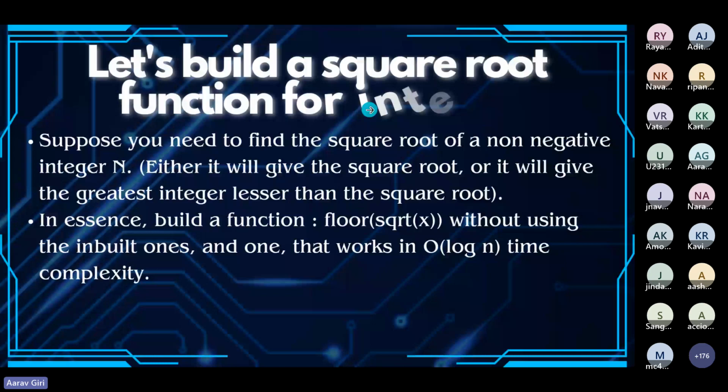Now, consider an integer, say 29. You will say that Arav, it doesn't have a square root. It is not a perfect square. Well, what I want is the floor of that value. And if you remember, I think in some group it was asked long back to build it in logarithmic time complexity. We are going to do this today. If it is 29, I still want the answer 5.